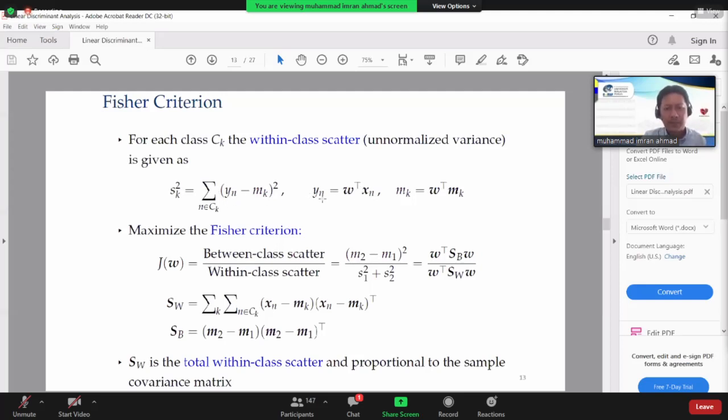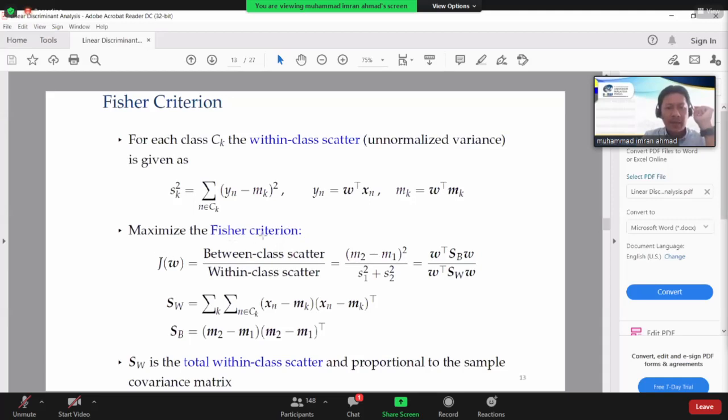YN is the projected data. This is your original data in class N. N refers to CK class N, and then this is the projected data of class N, and this is the mean. Mean K is the projected mean, equal to W transpose MK. So for each of our classes, we have this scatter, the projected low dimensional data, and also the mean of the projected data.